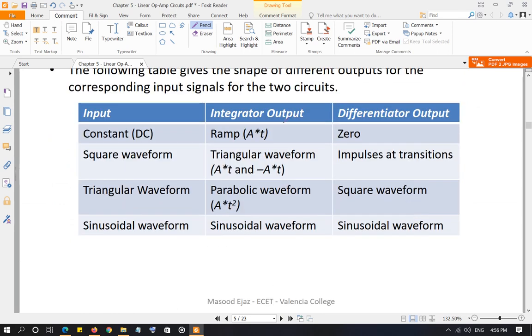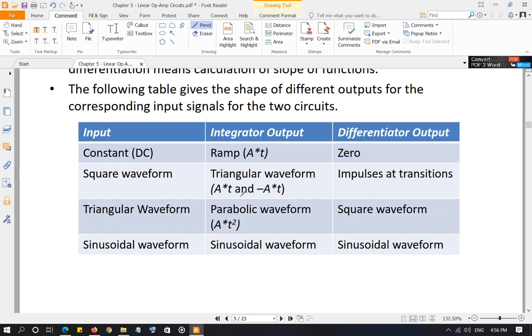And this is something I discussed. Integrator output, if you have a constant DC, the output will be a ramp, A times t. A square wave is going to give you a triangular waveform. A square wave and constant DC are the same thing. Of course, a square wave is positive and negative DC. That's going to give you a triangular waveform with At or negative At. And constant DC, of course, is going to give you only one of them. If you have a triangular waveform, the output is going to be a parabolic waveform, At squared, and then your sinusoidal waveform is still going to give you a sinusoidal waveform.